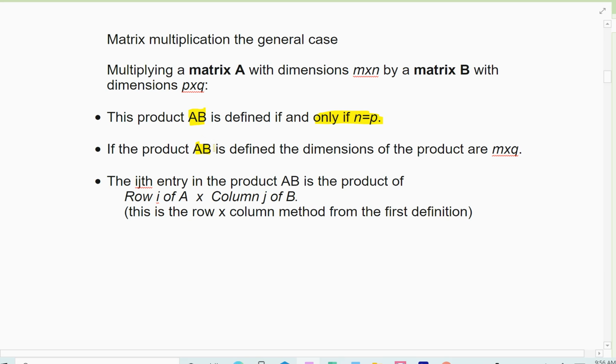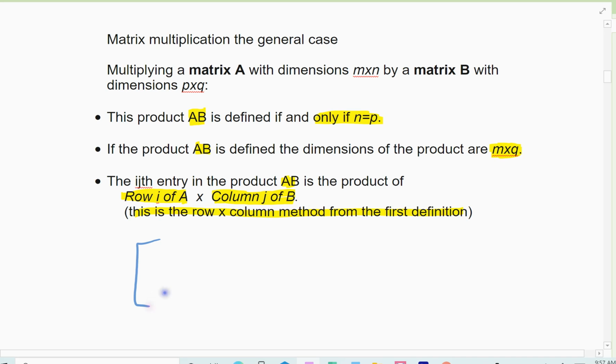I can find the AB, and the outside numbers tell me how big my resulting matrix will be, because these are the actual rows and columns I'm going to multiply. I'm going to take my M rows times my Q columns, and that's how big my resulting matrix will be. You do that by doing the math we did in the last video for every row and every column. Every row in A by every column in B. When we take the product of AB, you take every row in A, multiply it by every column in B, using the exact same method we did in the first definition.